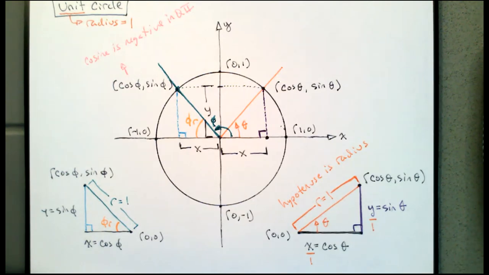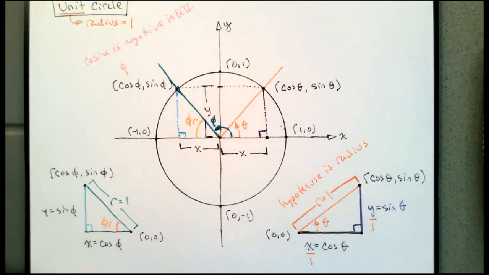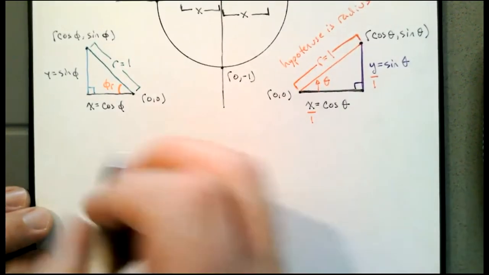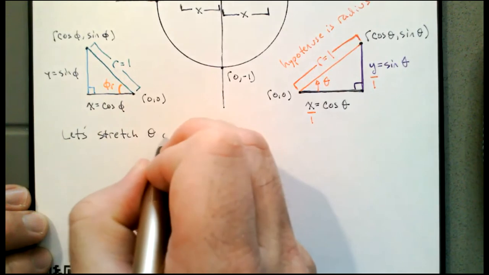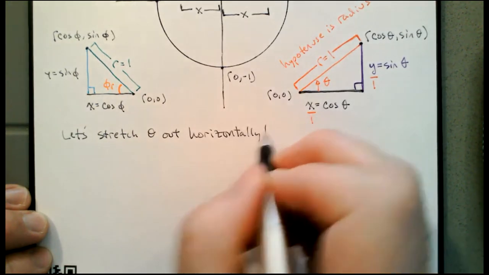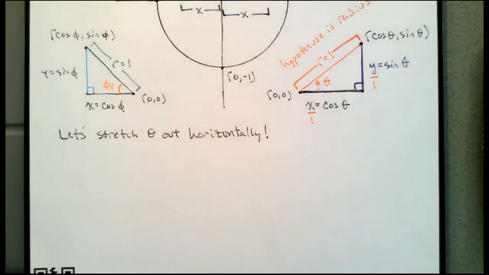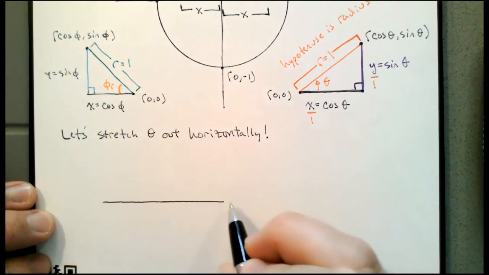So let's take theta, and instead of making theta go around in a circle like we have on the unit circle, let's stretch theta out into a horizontal number line. Instead of theta going around in a circle, I want to run theta from 0 to 360 and then just keep on going. So I'm going to put a theta axis.